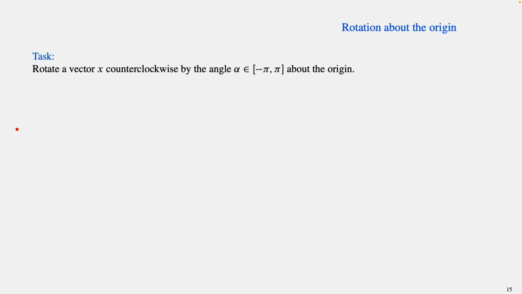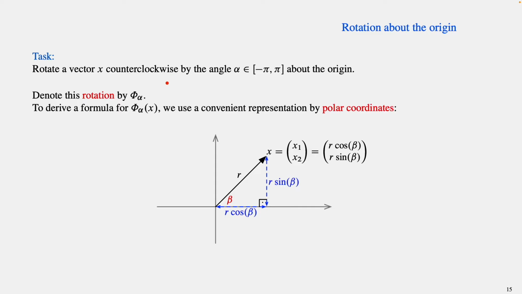Now we're getting acquainted with some particular geometric operations on the plane, and we start with the rotations. The task is: rotate any vector x counterclockwise by the angle alpha, which is between minus pi and pi, about the origin. So our center of rotation is the origin of our coordinate system. This rotation we will denote by phi index alpha, and we want to derive a formula for phi index alpha applied to a vector x.